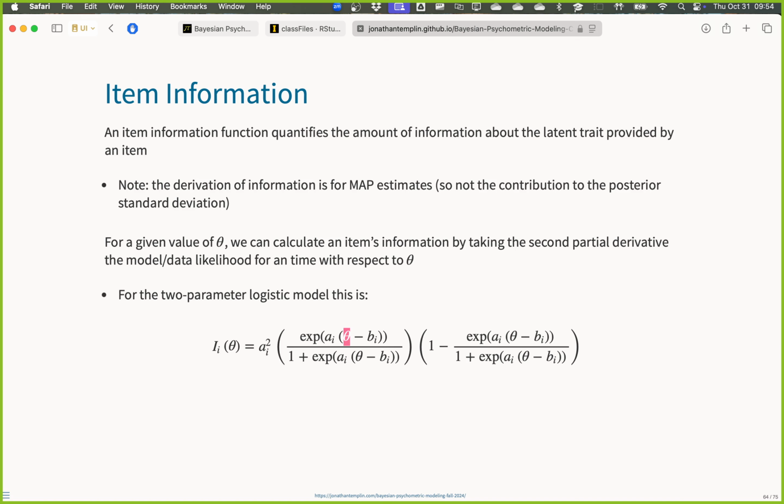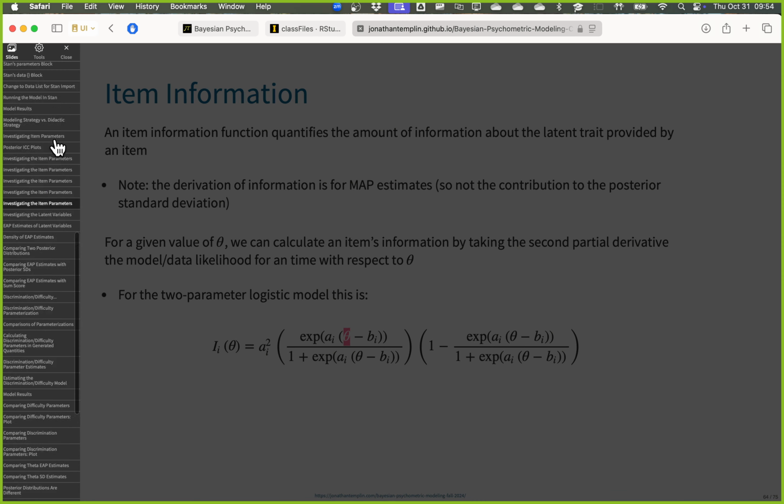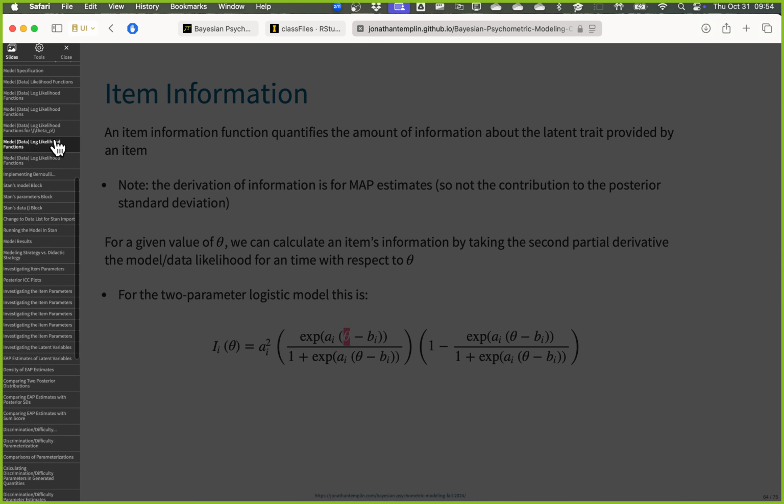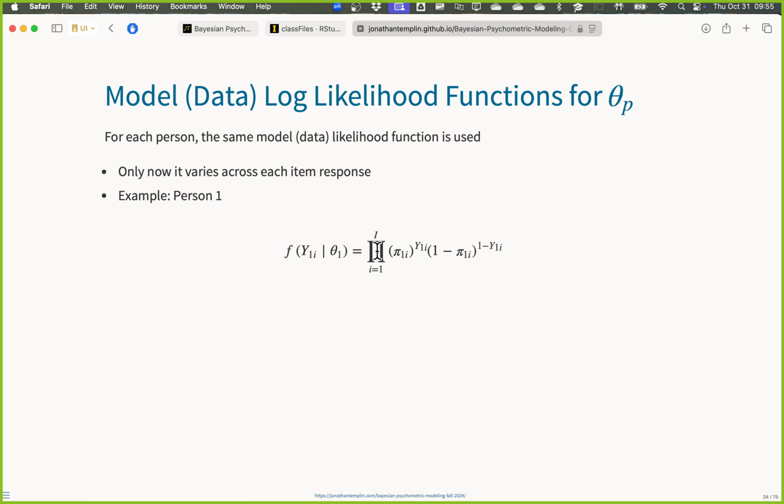Now, interestingly, if you think about how we form item information, we go back to our model data likelihood. Remember the model data likelihood for theta? I actually have it in our slides here. This is our model data likelihood for theta right here, right? If we take the log of it and differentiate twice with respect to theta, each item's component, once we take the log, is the contribution of information for one item. And what we end up getting in this sense is also how we derive the test information function, right?